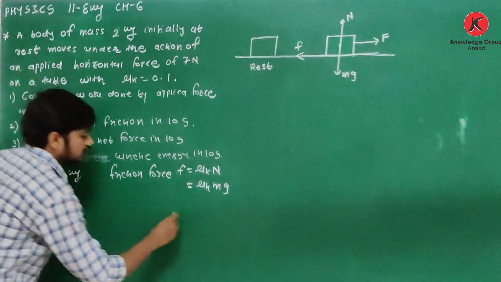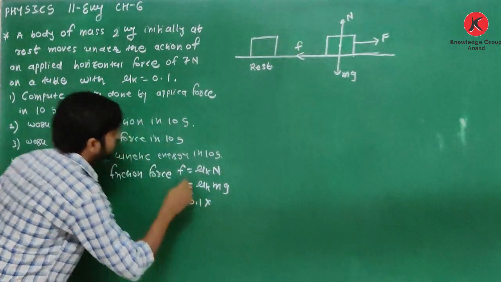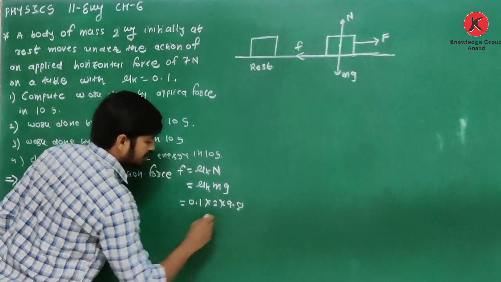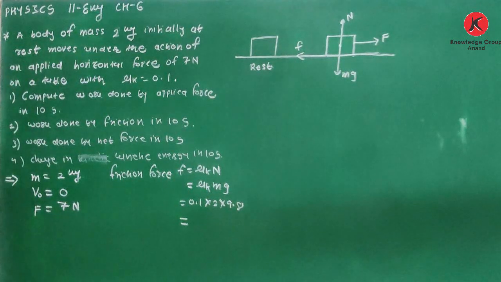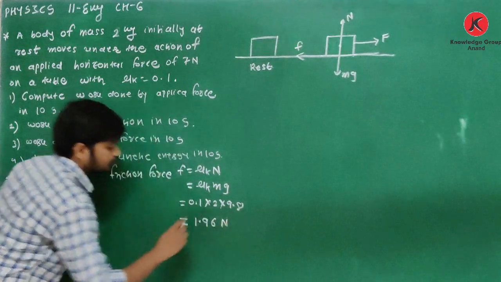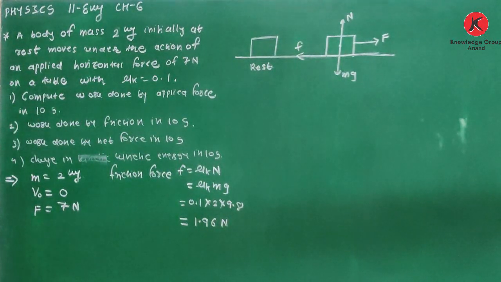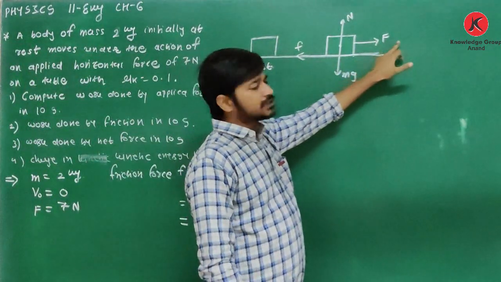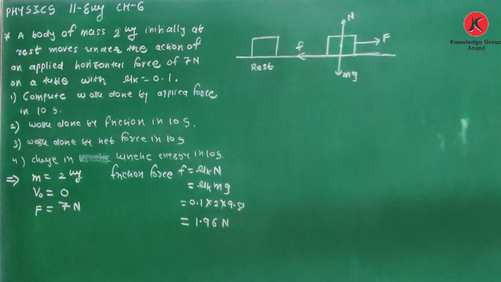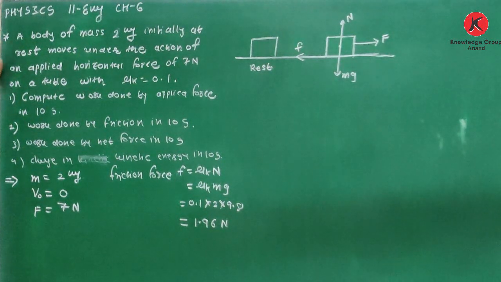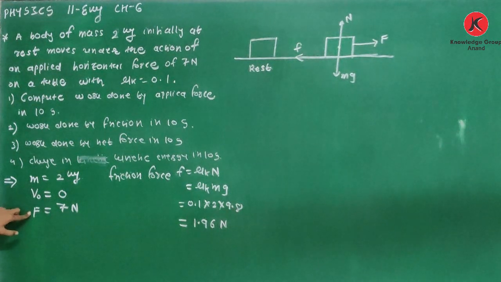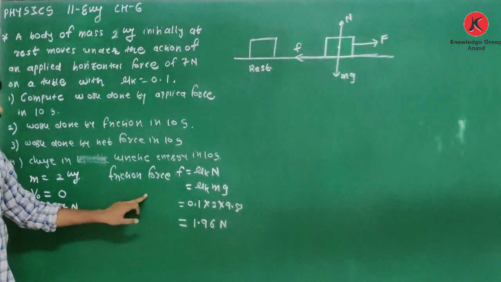Mu k is 0.1, as given, m is 2, and g is 9.8. So 0.1 into 2 into 9.8. If you calculate this, you will get 1.96 Newton. Now on this object, the applied force F is acting in this direction, while the friction force is acting in the opposite direction, since the body is on a table with a rough surface.